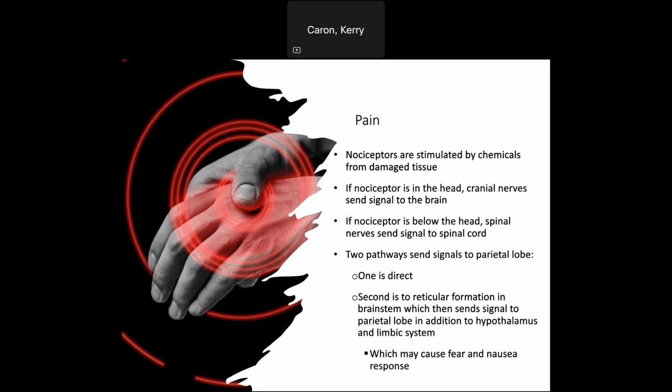So the second way, not going directly to the parietal lobe, is it goes to the reticular formation in the brainstem. Remember that from the last chapter. And then from there, it goes to the parietal lobe, hypothalamus, and limbic system. And if it goes that way, we may get fear and nausea as a response to pain.